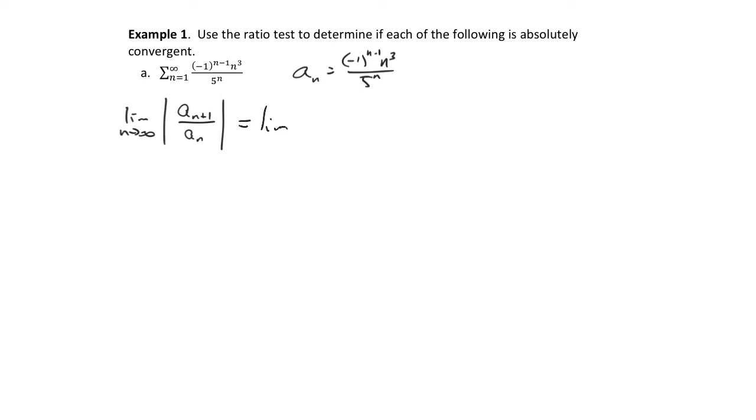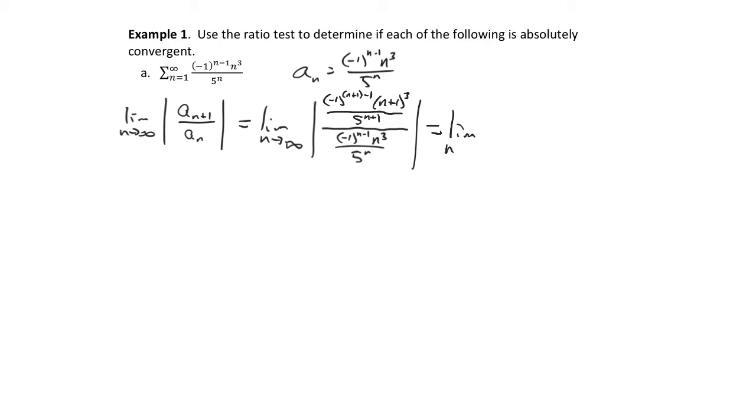We've got the limit as n goes to infinity. In the denominator, we will have a sub n exactly as it's written above here. So it's going to be negative 1 to the n minus 1, n cubed over 5 to the nth. In the numerator, we have a sub n plus 1. I'm going to do this very carefully here. What that means is, in our formula, we have to replace each n by n plus 1. So we'll end up with negative 1 to the n plus 1 minus 1, and then n plus 1 cubed divided by 5 to the n plus 1. Okay, well, here's the thing. We have a fraction within a fraction, so we can take the reciprocal of the denominator and multiply by that.